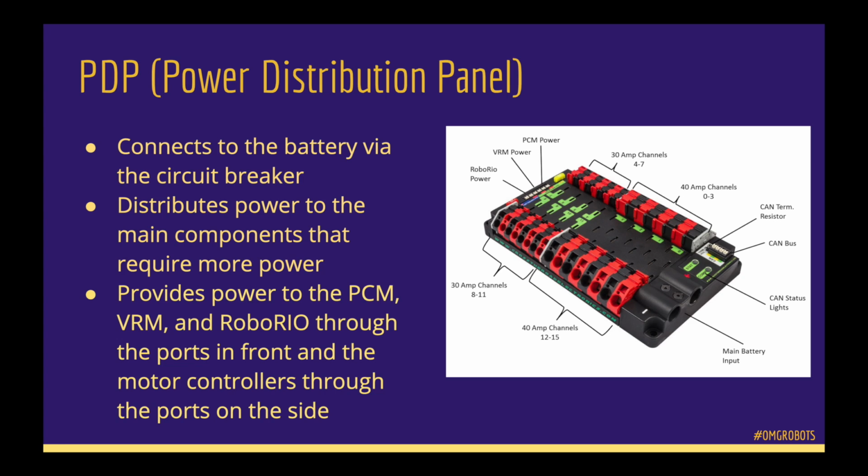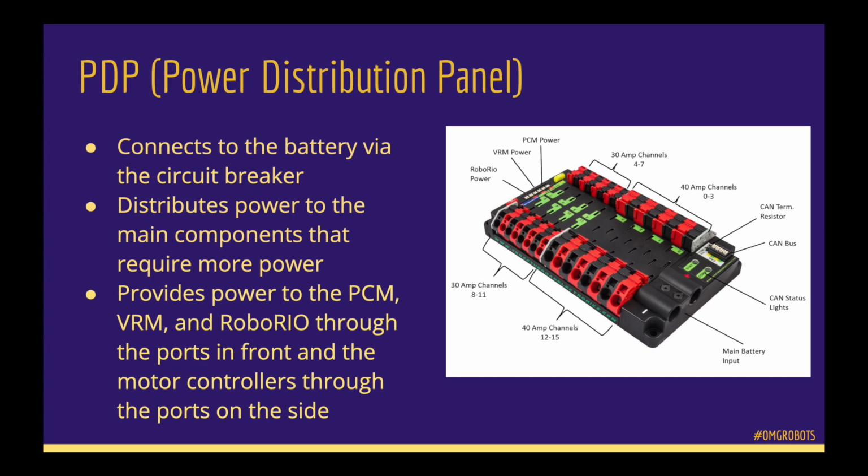The next component we'll be talking about is a PDP, or power distribution panel. As its name suggests, the function of the PDP is to distribute power throughout the robot. The PDP connects to the battery via the circuit breaker through its main battery input. Next to the main battery input is our CAN ports.